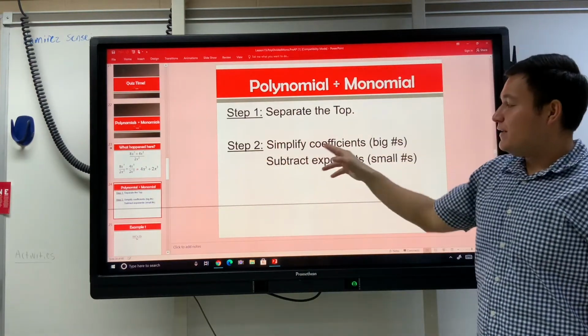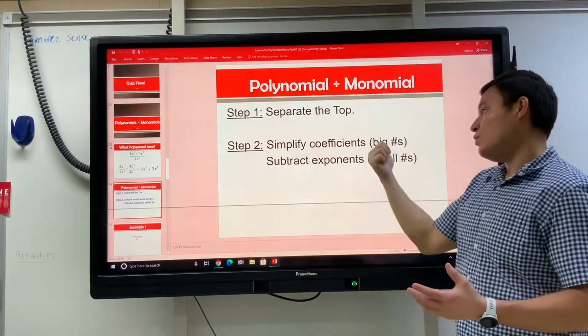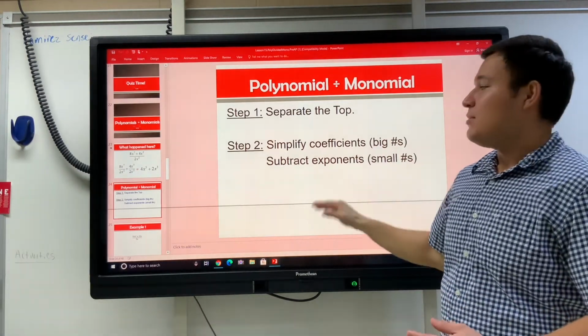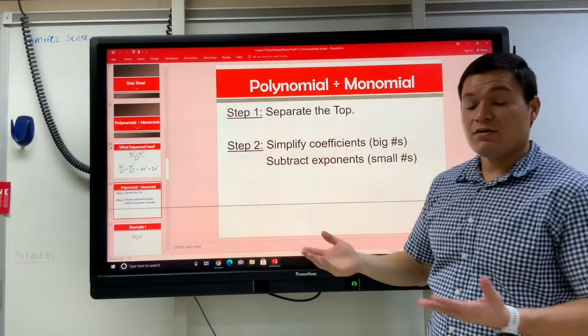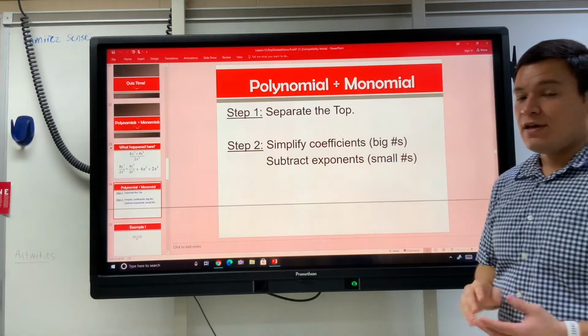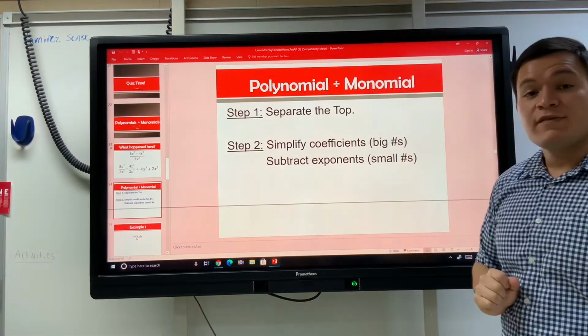Then simplify the coefficients, which are the numbers that are multiplying in front, the big numbers. Because the other thing that you have to simplify are the exponents. Since we're dividing, you're going to be subtracting those exponents, and the exponents are the small numbers in the top right corner of a variable.